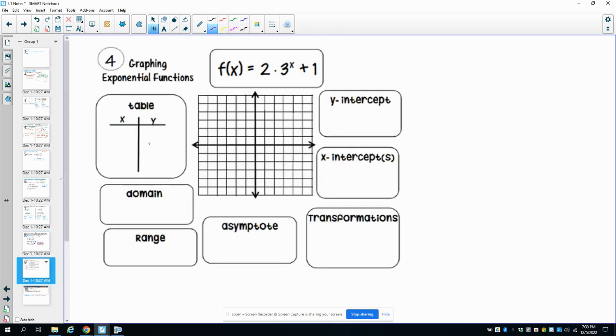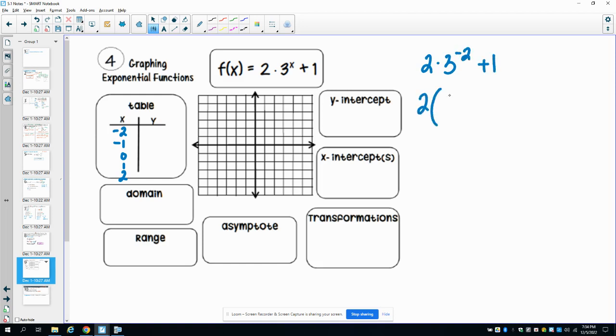All right, then let's practice one more graphing problem here that has a couple more transformations. So let's do the table first. I want to plug in a couple negative numbers and a couple positive numbers here. So let's do -2, -1, 0, 1, 2. And so we'll just plug it in here. And if you need some more space, you can always write it in the margins. So we've got 2 times 3 to the -2 plus 1.